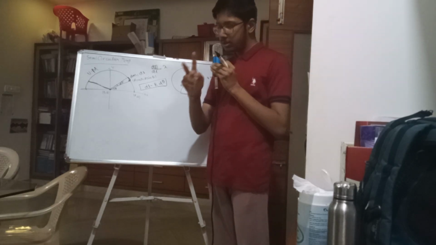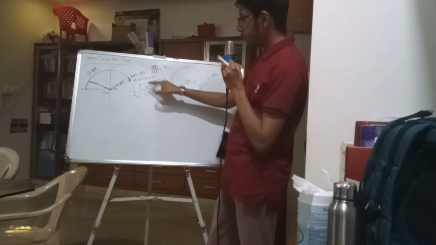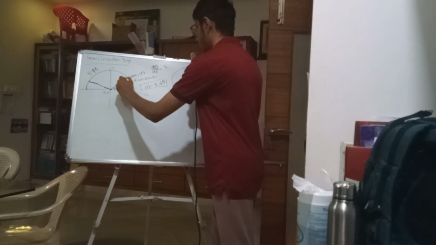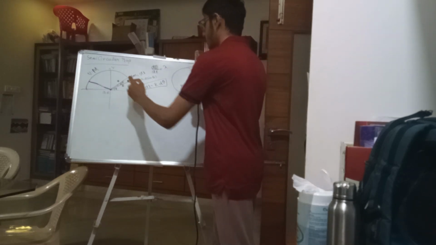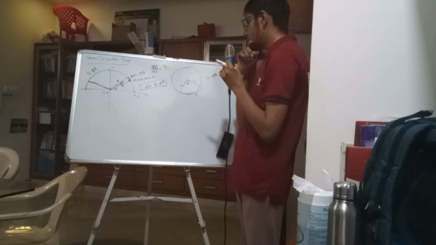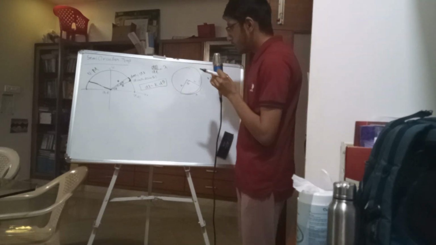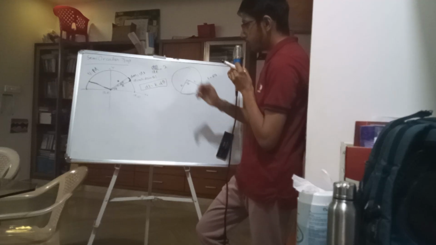Only two major concepts. One is that you need to convert dl as r into d theta. See here, this is a radius, and this is a radius. It's going to be a sector, a very small sector. That's why I'm using dl and d theta. So from this you can write dl is equal to r d theta.